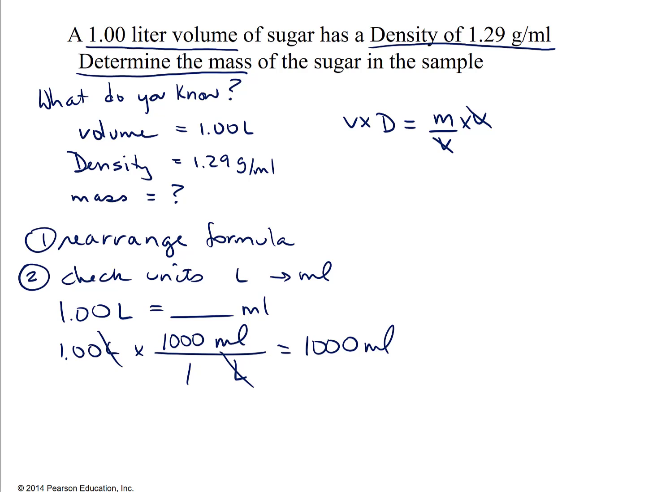Now I can multiply them, okay? Because now my volume and density have the same unit. So I said volume times density, so 1,000 milliliters times the density, 1.29 grams per mil. That would be like grams per 1 mil. So see how milliliters and milliliters will cancel? 1.29 times 1,000 is 1,290 grams.